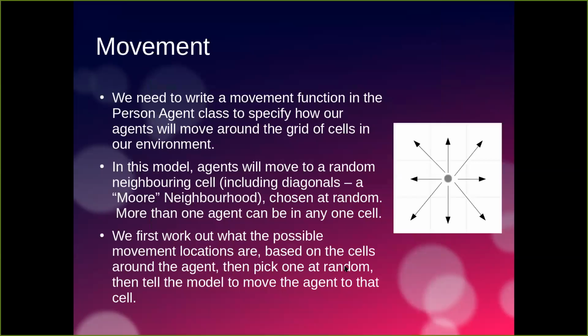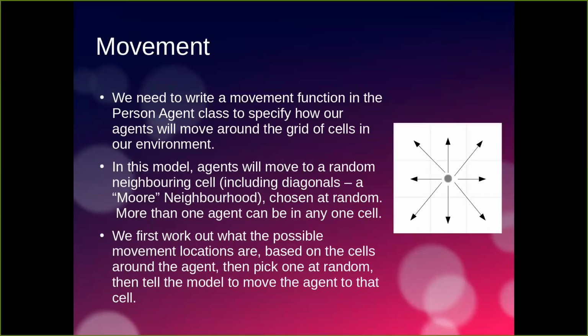So another thing we need to do, as well, once we've got our agent set up, we need to tell agents how to move within our model. So we need to write a movement function in the person agent class that will specify how our agents are going to move around this grid of cells in our environment.